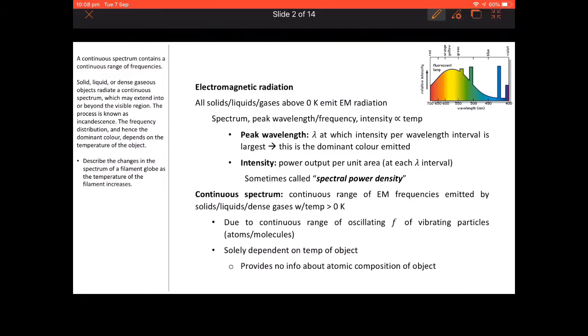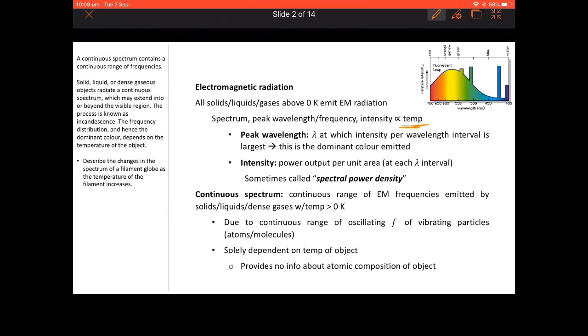The reason that temperature determines the spectrum, peak wavelength and intensity is because the vibrational kinetic energy of the atoms that make up an object increases as the temperature increases. A continuous spectrum is the continuous range of electromagnetic frequencies that are emitted by solids, liquids or dense gases with a temperature above absolute zero.